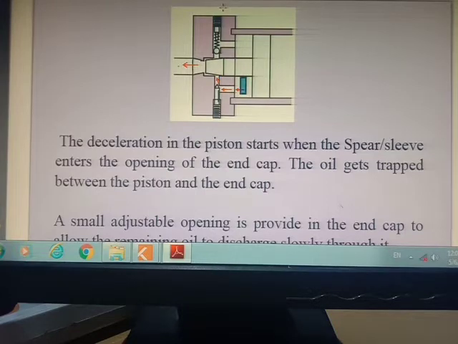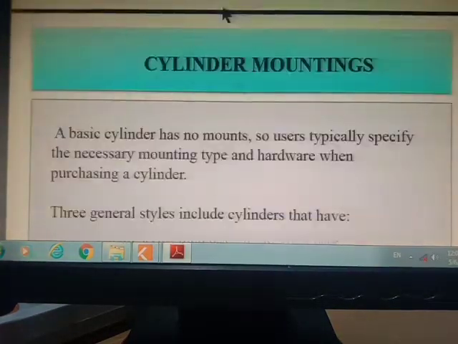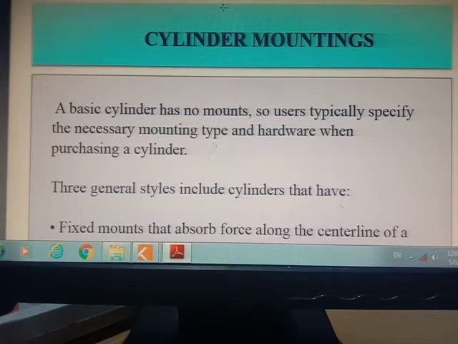Okay, now the second part that we want to learn about the hydraulic cylinder is known as the cylinder mounting. Mounting means what? Suppose I purchase a hydraulic cylinder from the market, and I want to fit or fix it onto the machine, or on some part, or on some platform. For fixing that hydraulic cylinder to the machine or platform, some special arrangement is provided, and that arrangement is known as the cylinder mounting.